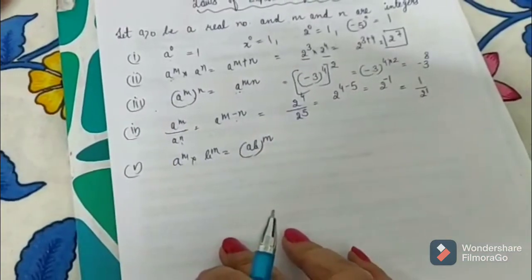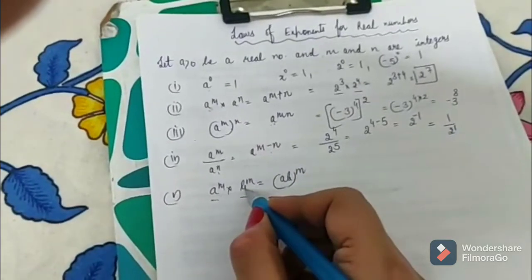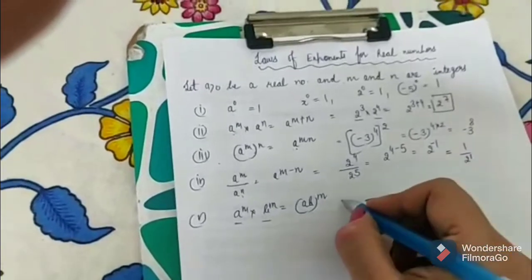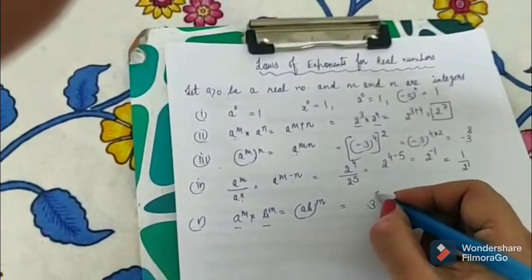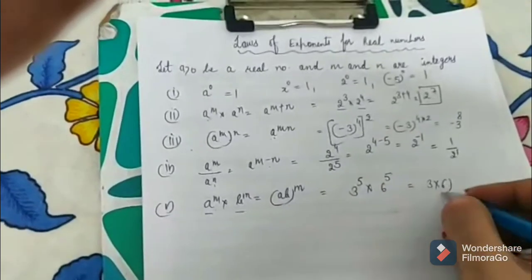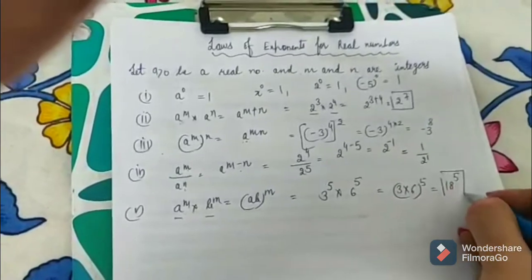Now the next rule is a raised to power m into b raised to power m. That is, bases are different but the powers are same. So we will multiply the bases but the power will remain same. For example, 3 raised to power 5 and 6 raised to power 5. So it is 3 into 6 raised to power 5, that is 18 raised to power 5.